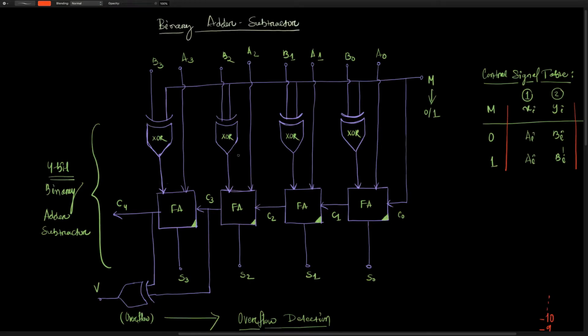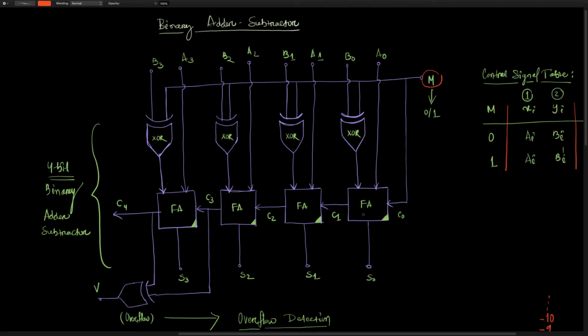For example, if a 4-bit binary number is given to you, then it will contain 4 XOR gates and 4 full adders. The structure of this circuit is just like this. We have M as a separate input here. We have all the numbers here as input: A0, A1, A2 and A3, the first 4-bit number. In the same way, we also have B0, B1, B2 and B3 as the second 4-bit number. We also have M here, which can be 0 or 1.